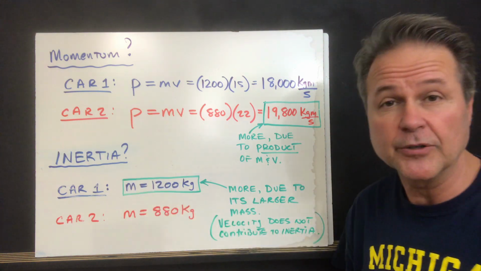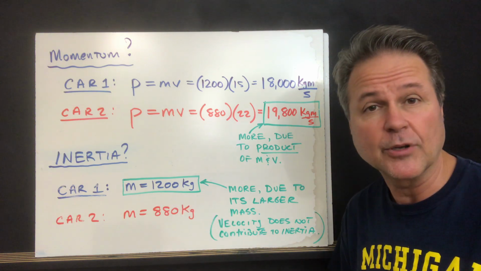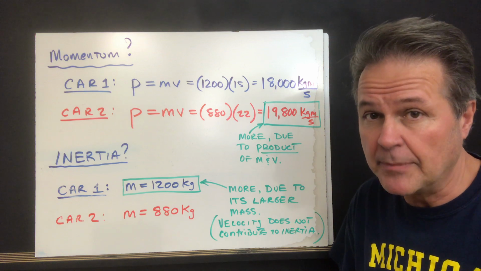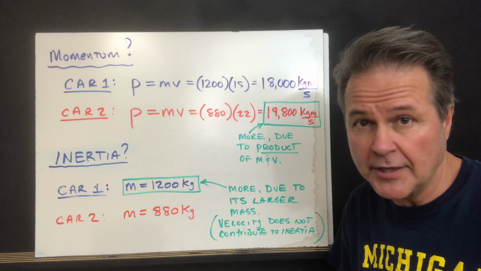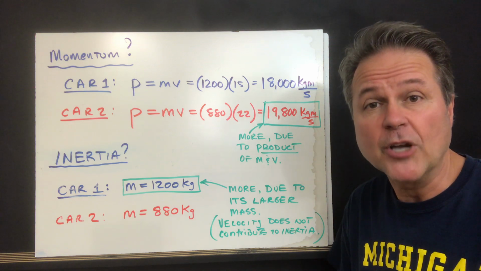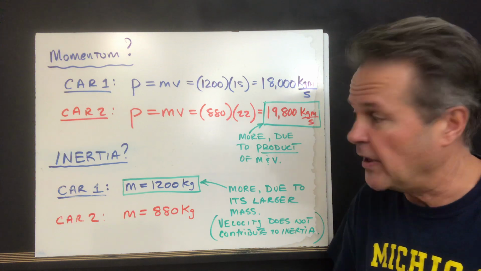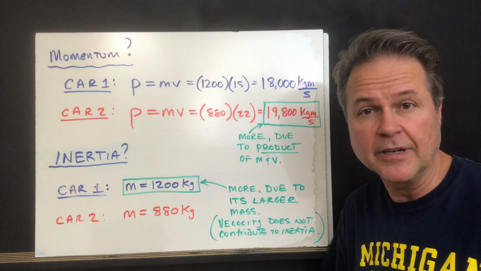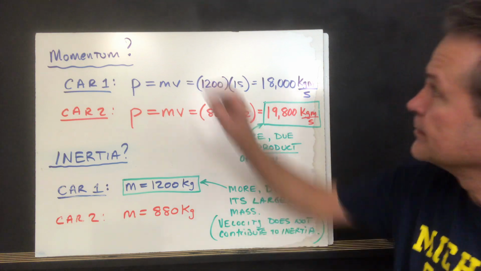Now, which has a greater inertia? Well, Car 1 is going to have the greater inertia because it has more mass. Inertia only depends on mass. It does not depend on the velocity of the object. If the object was stationary or moving, that car is going to have more inertia every single time.